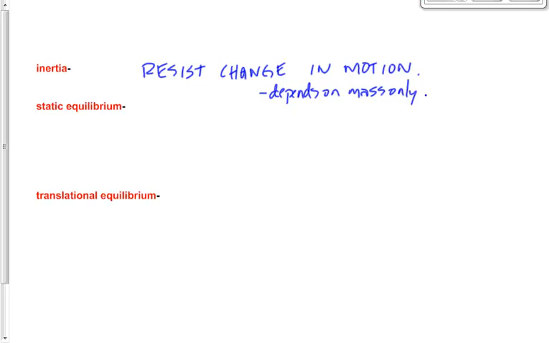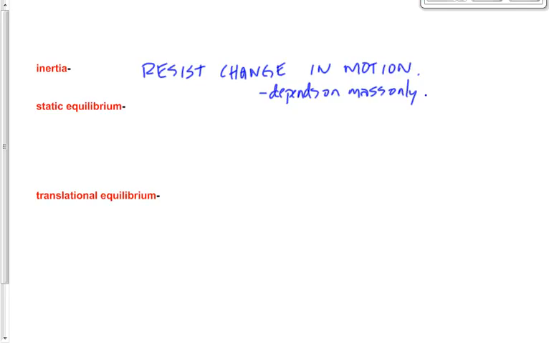The heavier something is, the harder it is to change its motion. The harder it is to cause it to speed up. The harder it is to cause it to slow down. The harder it is to cause it to change direction. The heavier it is, the more inertia it has, and the more it wants to resist changing its motion, the more it wants to keep doing whatever it is that it's doing right now.